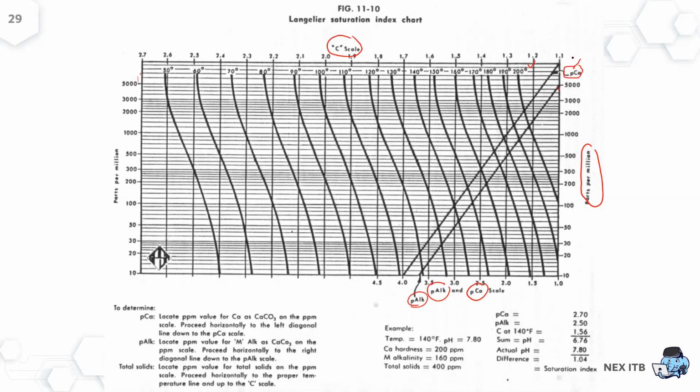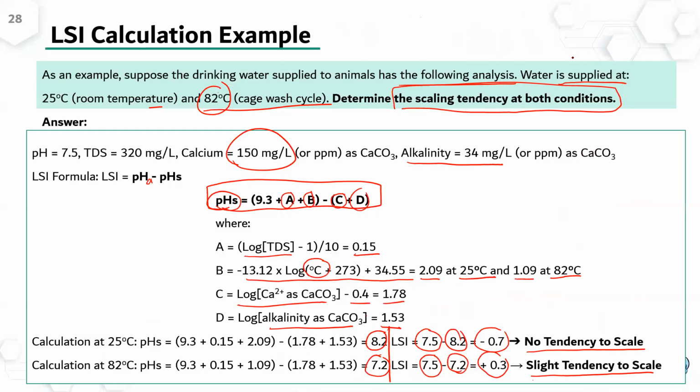Okay, so I think this chart was actually created from experimental results. The name of the founder is Langelier, I believe. Langelier created this chart to make the calculations easier, as an alternative calculation. So we can try the calculation from the previous example.